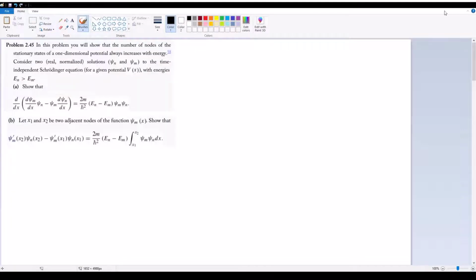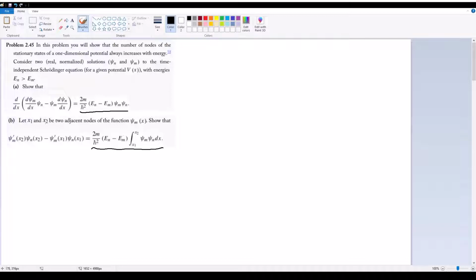Okay. In part B, we want to show this property. Let x1 and x2 be two adjacent nodes of the function psi m, and we want to show this expression. Immediately, what I see here is that this expression is shared down here, and the only thing that's different is that they're integrating from x1 to x2.